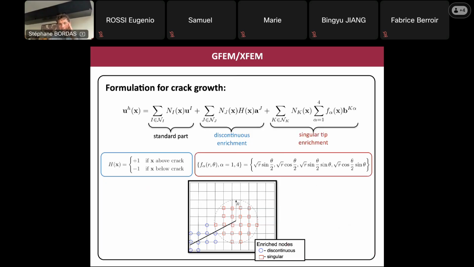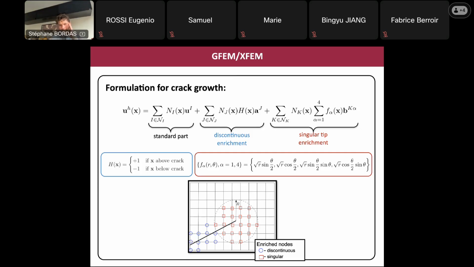Then you have this third part, which is the singular tip enrichment, and it looks exactly like that. So sum of nk times that guy here. That looks a little bit weird because you have 4 functions, but you can forget that it looks like another sum. Just remember that that comes from the asymptotics at the crack tip.